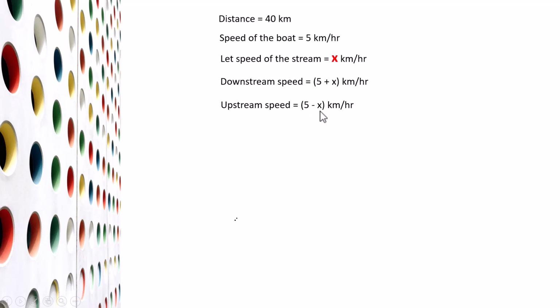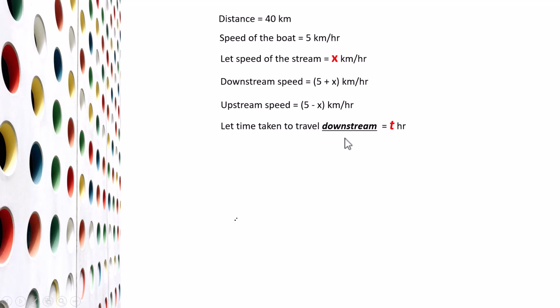It is very clear that if x is the speed of the stream, it has to be less than the speed of the boat. Only then can the boat move upstream. So we need to have this part very clear, whether it has to be 5 minus x or x minus 5. In this case, since it is moving upstream, the speed of the boat, which is given as 5, has to be greater. So 5 minus x kilometers per hour.